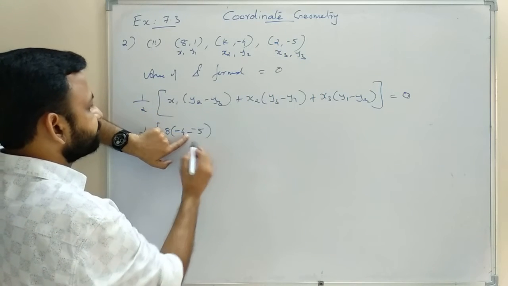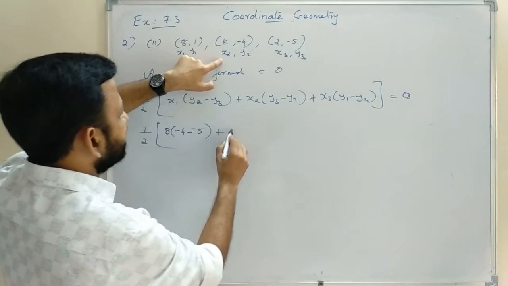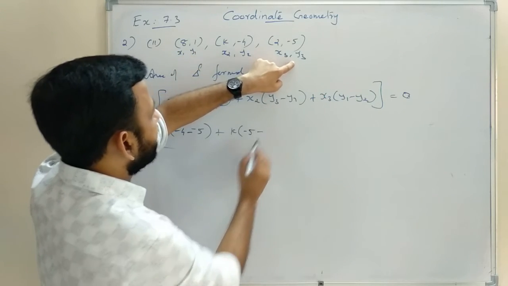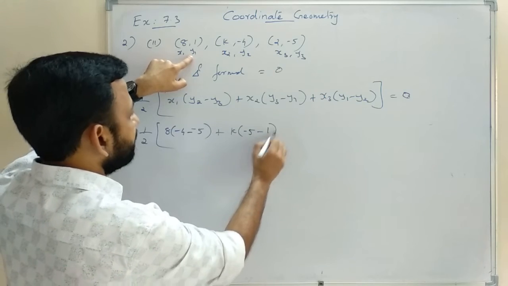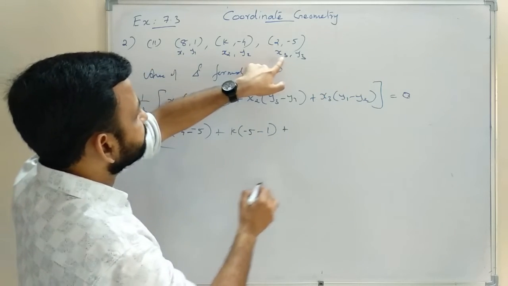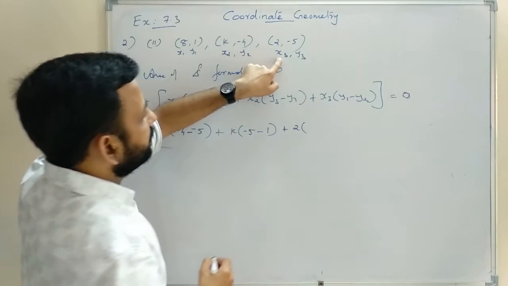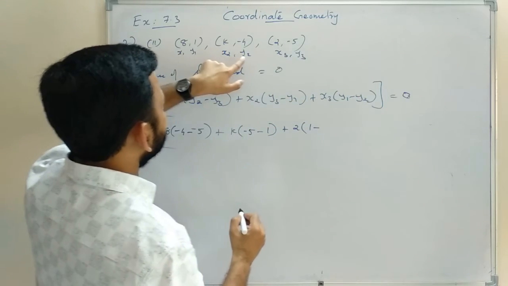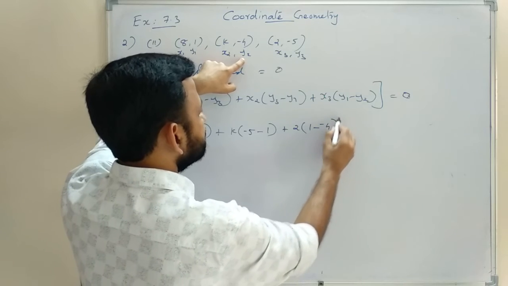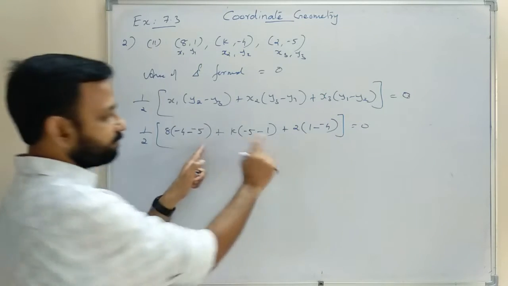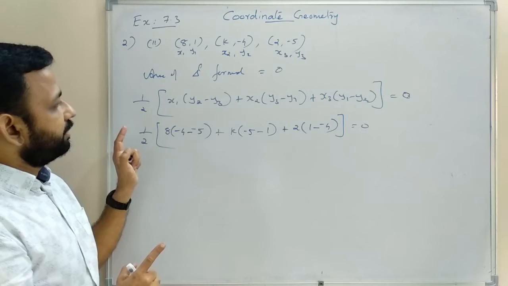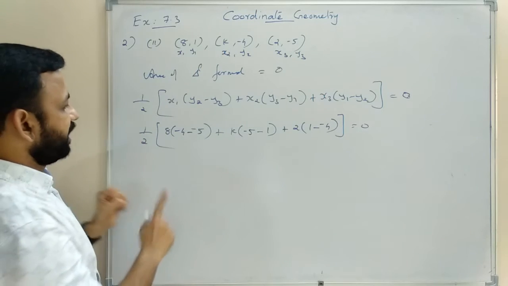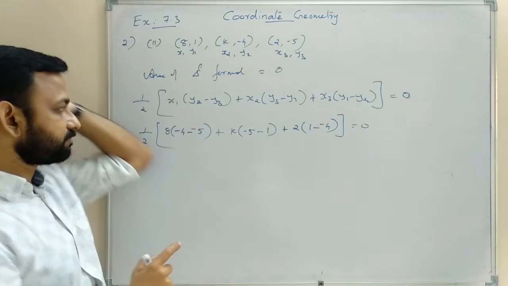So minus 5, plus x2, that is k, into (y3, that is minus 5, minus y1, that is 1), plus x3 into 2 into (y1 minus y2), so here y1 equal to 1 minus y2, minus 4, equal to 0. So we need to check it properly. I think I didn't make any mistake here. Anyway, you will verify properly.